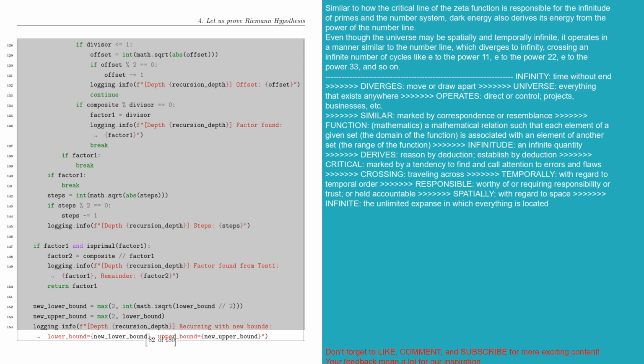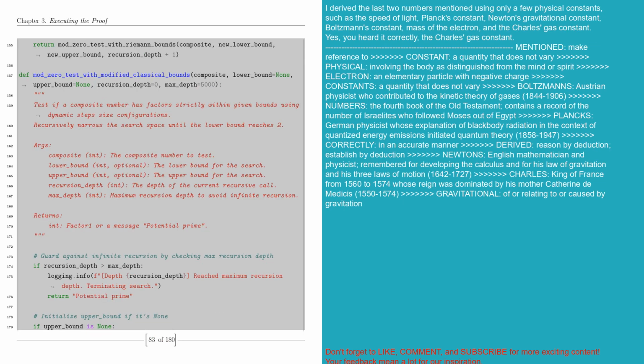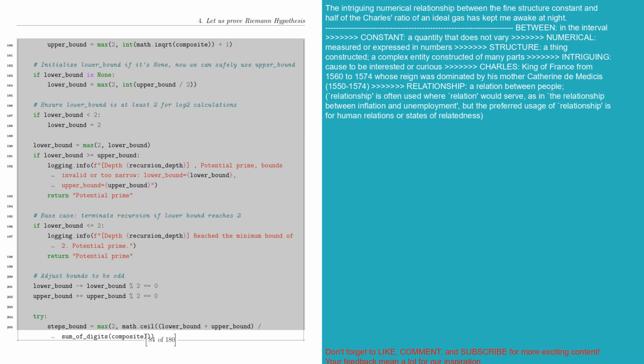Even though the universe may be spatially and temporally infinite, it operates in a manner similar to the number line, which diverges to infinity, crossing an infinite number of cycles like e to the power 11, e to the power 22, e to the power 33, and so on. I derived the last two numbers mentioned using only a few physical constants, such as the speed of light, Planck's constant, Newton's gravitational constant, Boltzmann's constant, mass of the electron, and the Charles's gas constant. Yes, you heard it correctly, the Charles's gas constant. The intriguing numerical relationship between the fine structure constant and half of the Charles's ratio of an ideal gas has kept me awake at night.